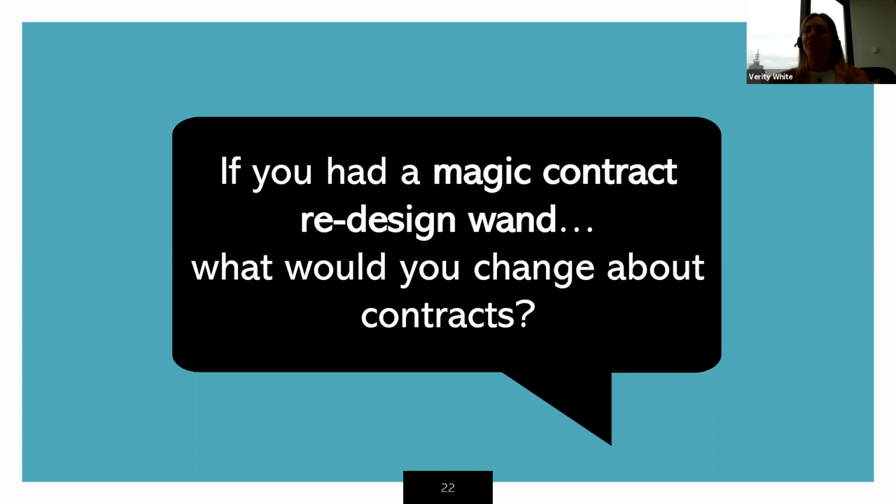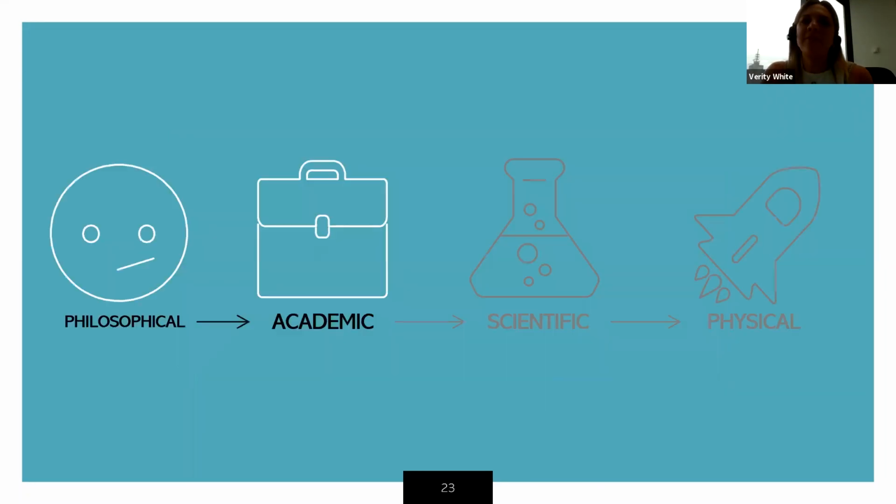I'm really interested to know if there's anything within your contracts, if you've got any questions about contracts, or if you had a magic contract redesign wand, what is it that you would change about contracts? So feel free to go to the Q&A section within the webinar and plop in what it is that you would change about contracts.